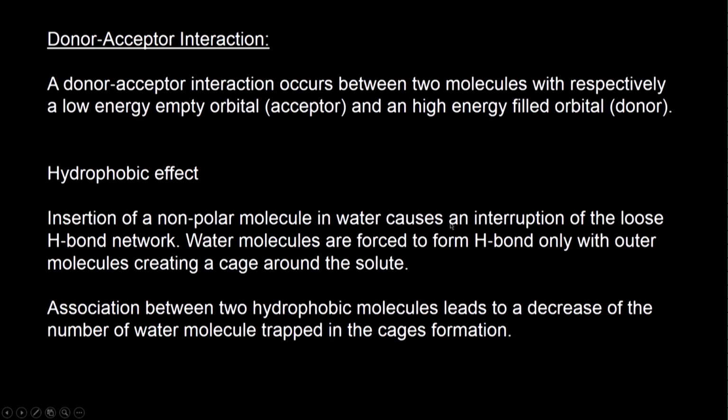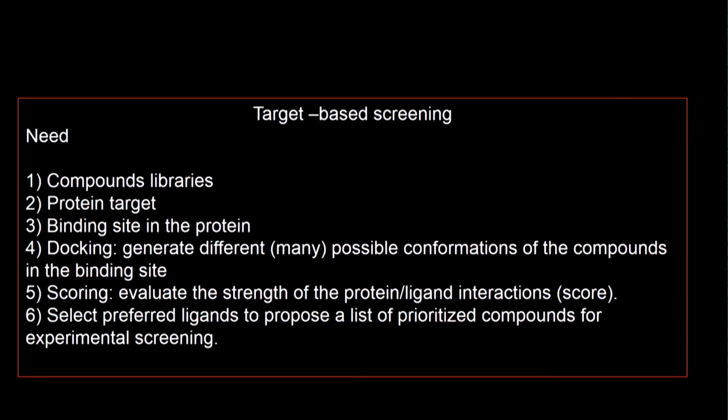Insertion of a non-polar molecule in water causes an interruption of the loose hydrogen bond network. Then the water molecules are forced to form hydrogen bonds only with other water molecules, creating a cage around the solute. If you put in a hydrophobic molecule, there is a cage surrounding it, and the other water molecules start interacting. Association between two hydrophobic molecules leads to a decrease in the number of water molecules trapped in the cage formation. So, if you have two hydrophobic molecules, they start associating with each other, and water molecules get moved out; they are not trapped.